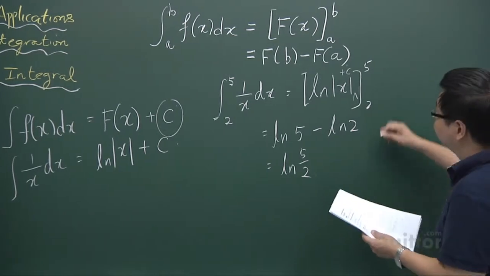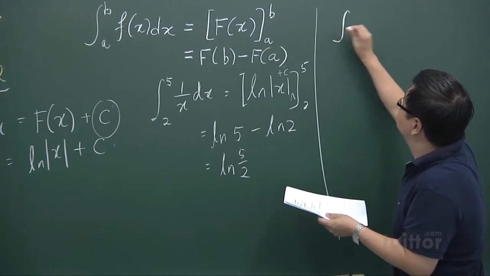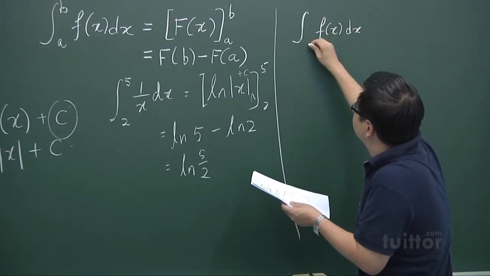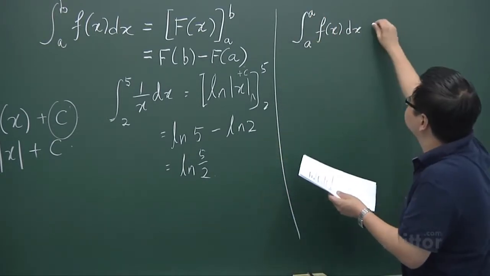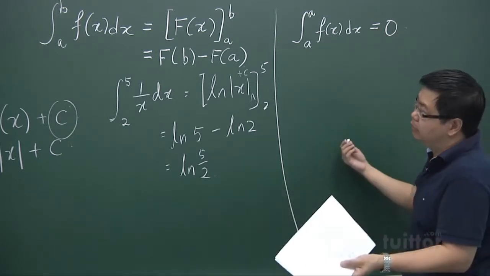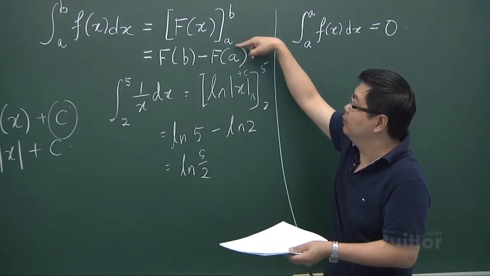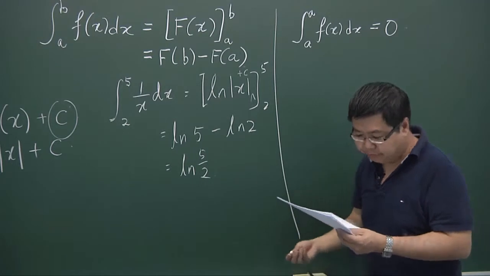Okay? Now there are some properties of definite integrals that you need to know. The first property is, if you're integrating f(x) from a to a, of course, that will give you 0. A simple proof easily shows that when a and b are the same value, these two values will be the same, and hence it becomes 0.